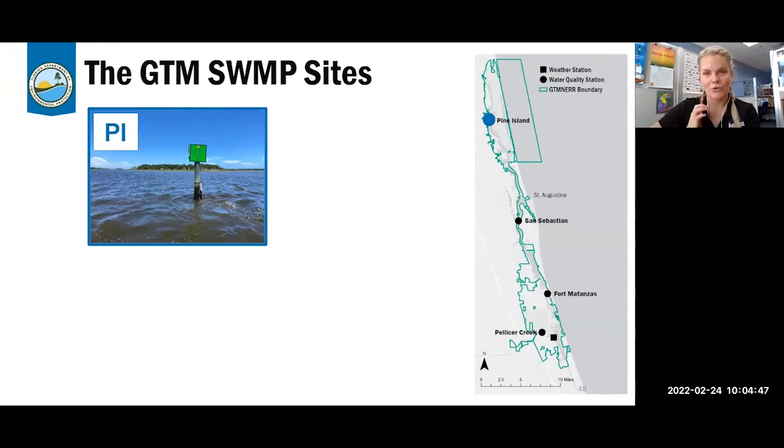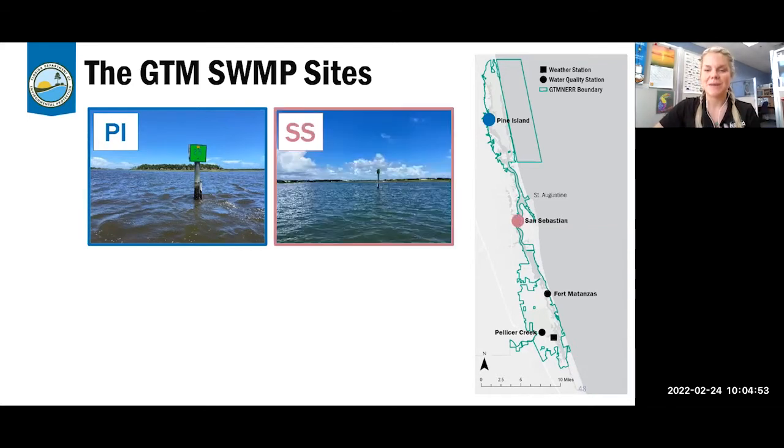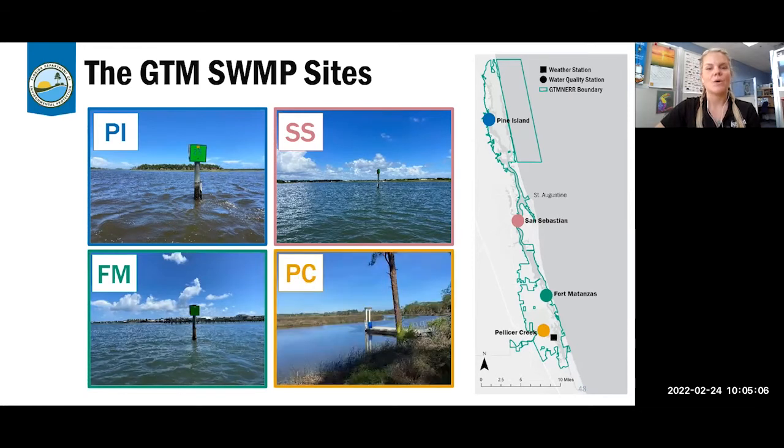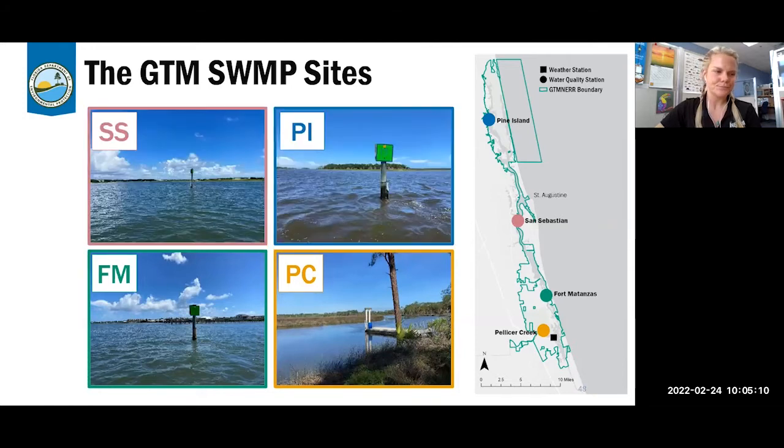With our SWMP sites, our northernmost site is Pine Island, and the majority of our stations are located in the Atlantic Intracoastal Waterway. Pine Island is located in the Tolomato River. Then we have the San Sebastian station that Nikki has mentioned previously, just on the north side of the 312 bridge for those of you familiar with the area. We also have a site near the Fort Matanzas National Monument, and then one in Pellicer Creek off of the Faver-Dykes State Park boat ramp.